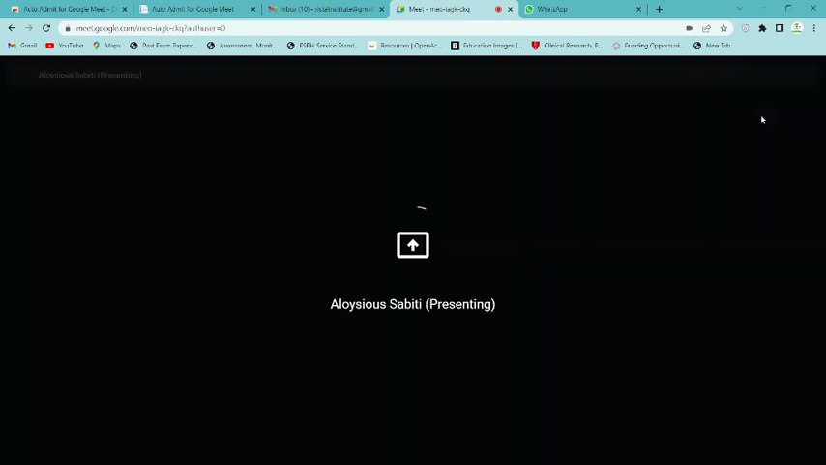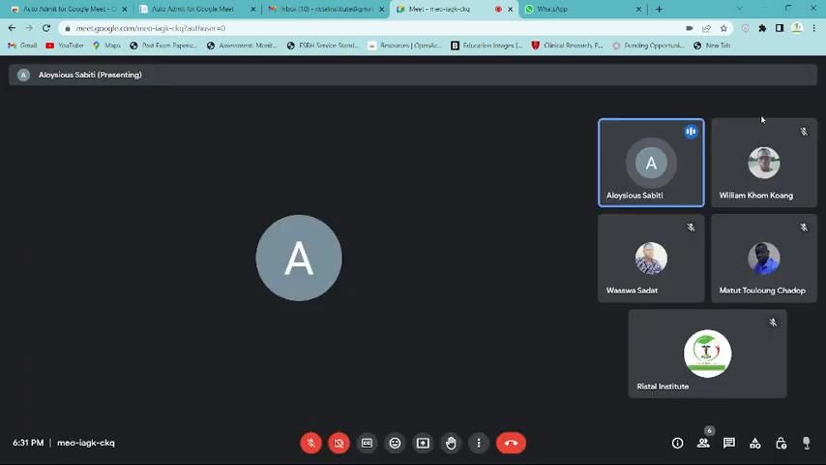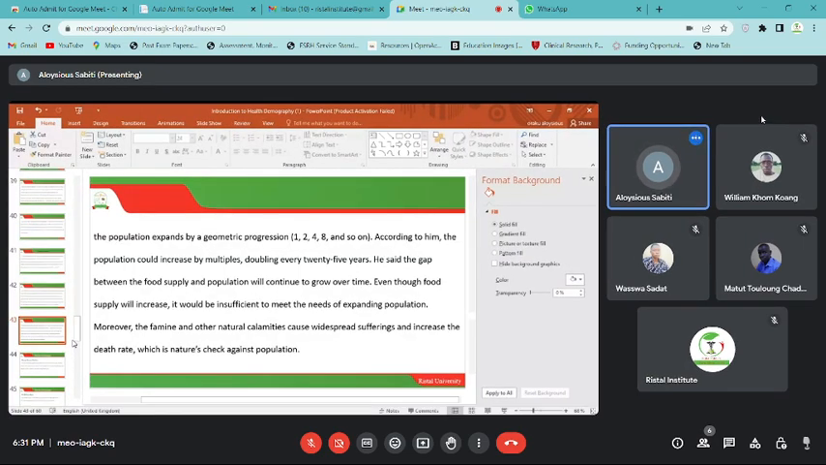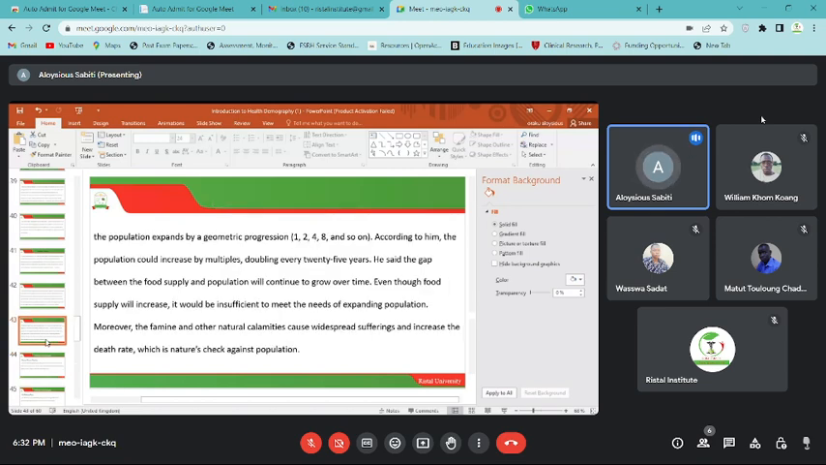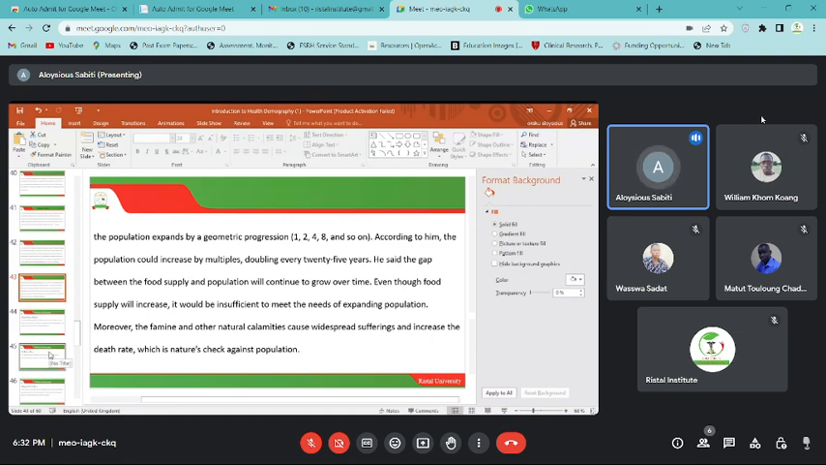He stated that because the population was growing at a very geometric rate, there shall be natural checks, and the natural checks shall be famine and natural calamities that would occur as a check to these population issues.